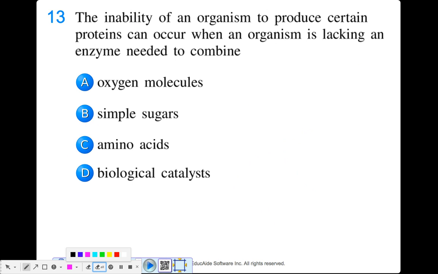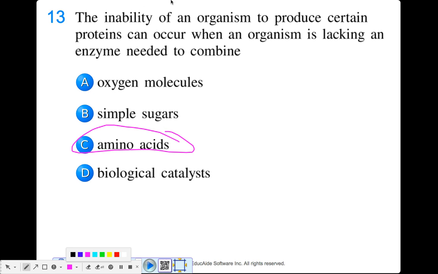Number 13. The inability of an organism to produce certain proteins can occur when an organism is lacking an enzyme needed to combine what? Well, let's see. Production of proteins. Proteins are just amino acids linked together, right? Okay, but proteins are amino acids just linked together. We should know that. So if they don't have the enzyme to combine the amino acids, they're not going to make proteins. Enzymes are biological catalysts.